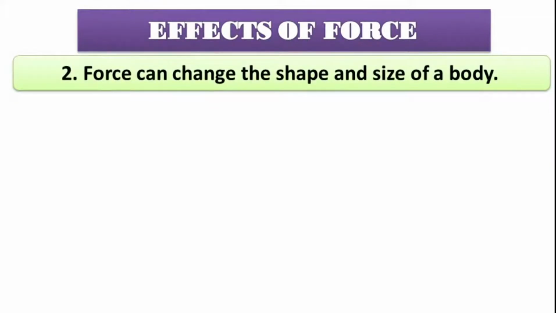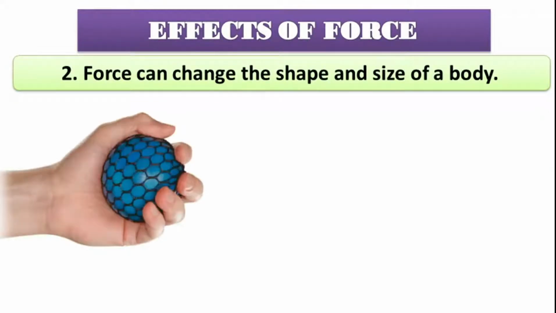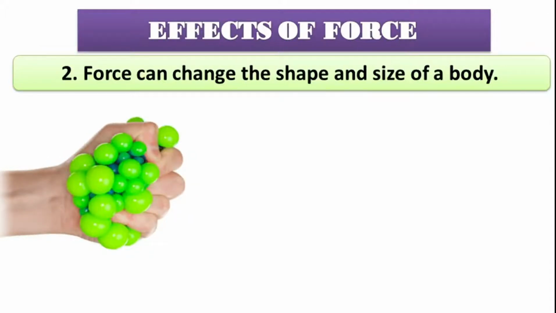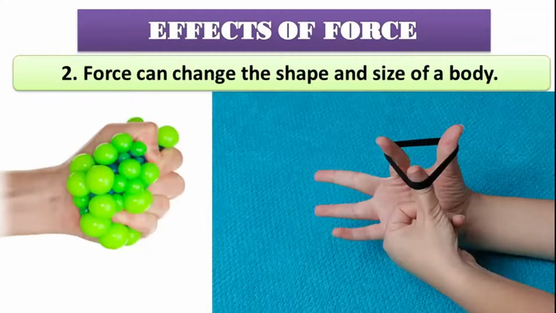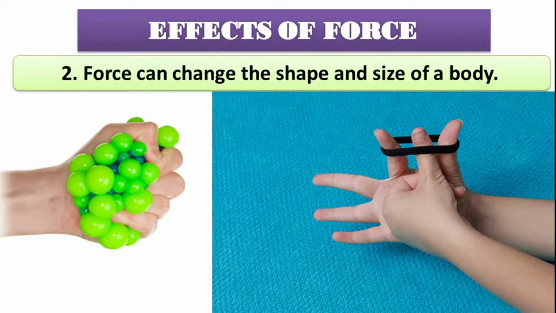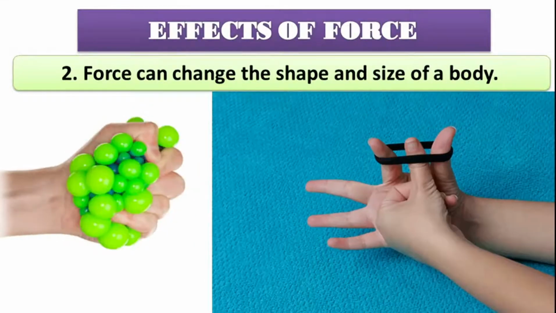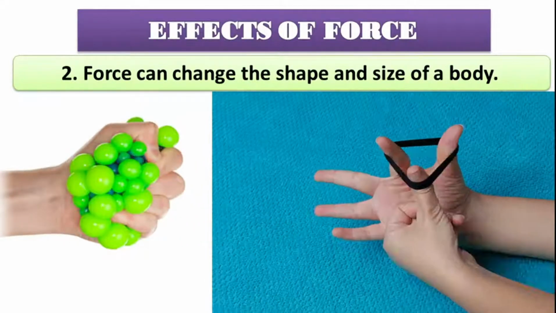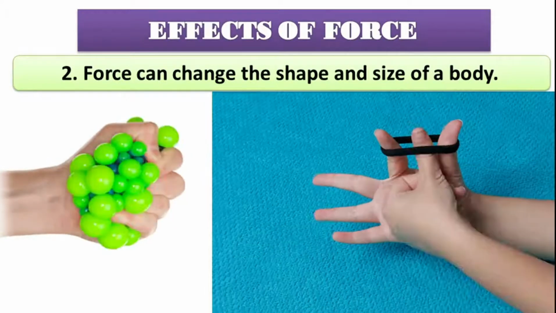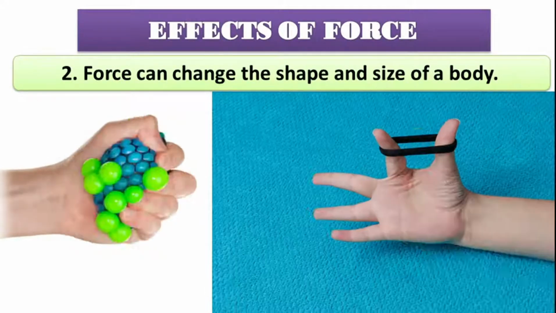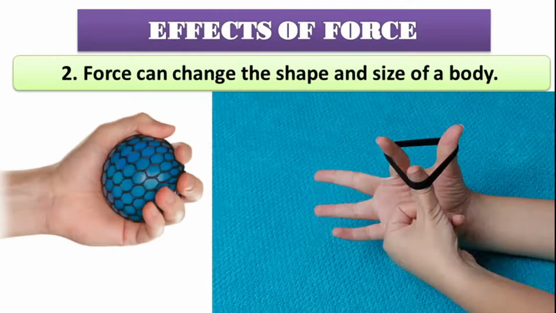For example, take an inflated balloon and press it with your hands. On applying force, the shape of the balloon changes. Let us take another example. Take an elastic strip or a rubber band, pull it by applying force on it. You can see the size of it changes. So, we can conclude a force can change the dimensions of a body.